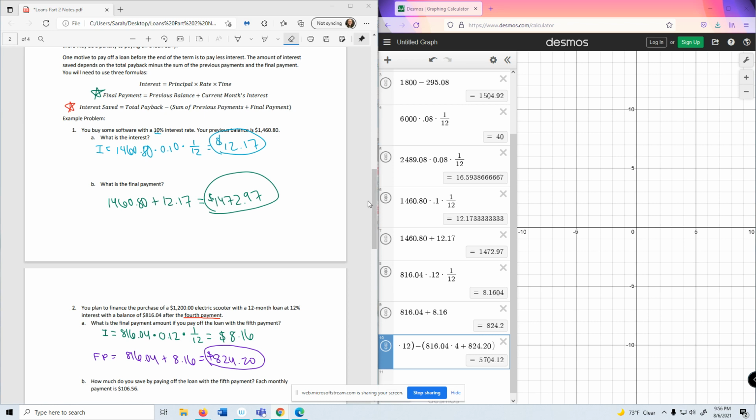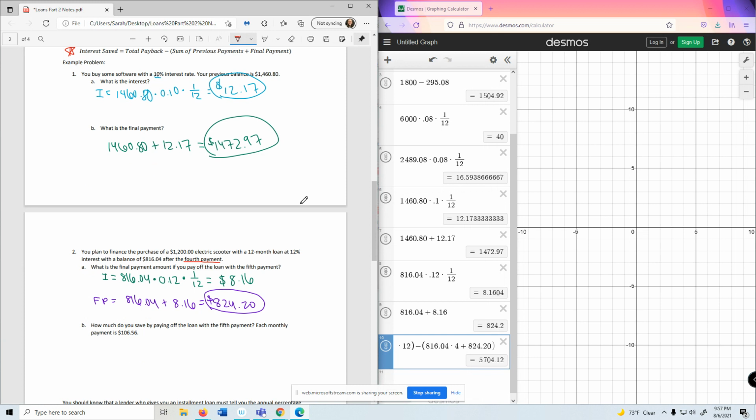Hi there, we're going to pick up where we left off in the last video, which is finding out how much interest we have saved by paying off this loan early. So we are using this formula here that I've starred in red. The interest saved is your total payback, so how much you would pay back if you were to do the entire loan for the entire length, not be paying off early, minus how many previous payments you've made all added up, plus your final payment.